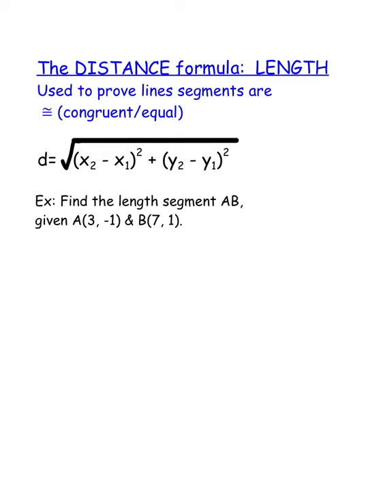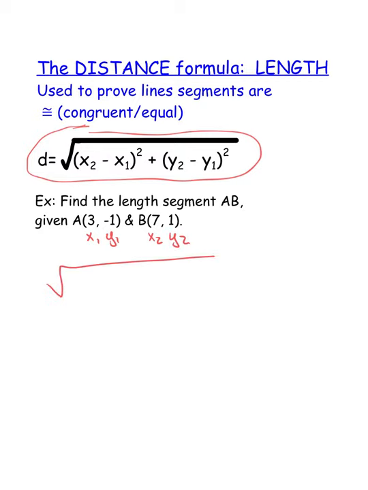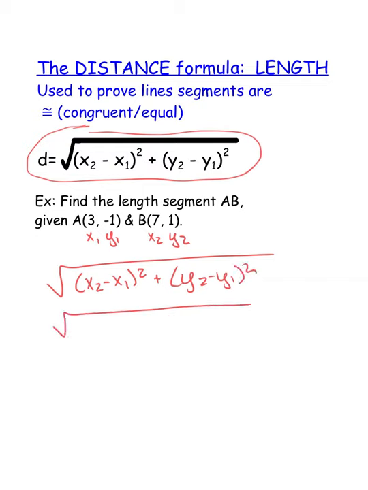You use the distance formula when you want to prove that line segments are congruent or equal to each other. Now, the distance formula is this formula here that we all know. So if it says to find the length of line segment AB, given A is (3, -1) and B is (7, 1), we know that this is x1, y1, this is x2, y2. So the first thing we're going to do is write down the formula, which is the square root of (x2 minus x1) squared plus (y2 minus y1) squared. We're going to plug in what we know.